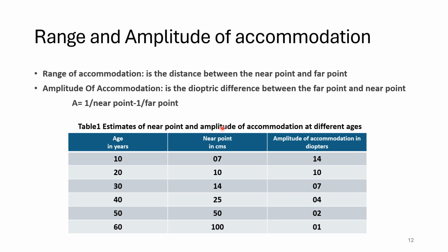This table shows us the estimates of near point and amplitude of accommodation at different ages. Here we see that the near point goes on receding further and the amplitude of accommodation goes on decreasing as the age advances.